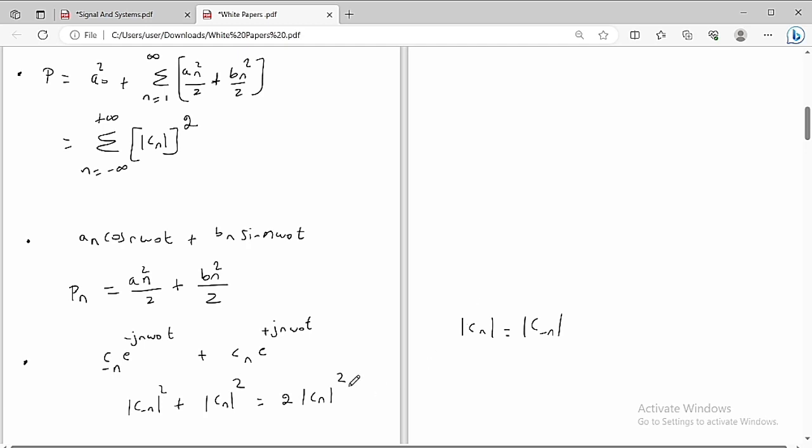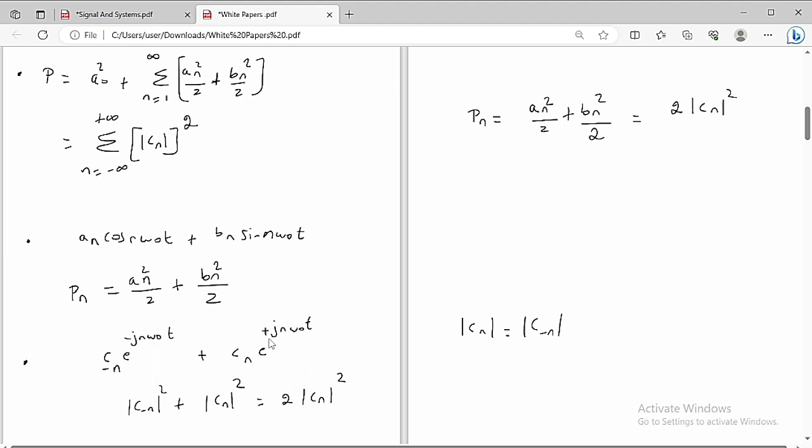This is the amount of power present in the nth harmonic component in the exponential Fourier series. The other is the amount of power present in the nth harmonic component in the trigonometric Fourier series, and both are equal. So finally we can write that the power present in the nth harmonic component is equal to An square by 2 plus Bn square by 2, from the trigonometric Fourier series, and this is nothing but two times mod of C of n whole square.